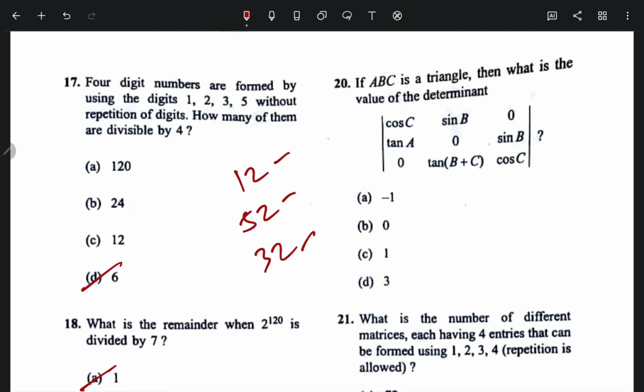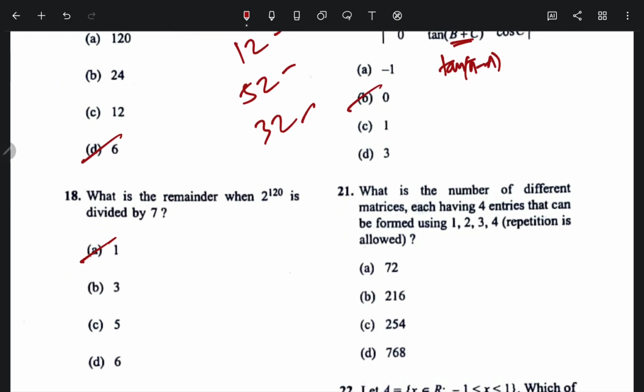ABC is a triangle, then what is the determinant? So we can take this to be tan(pi minus A). So after that you find the determinant. The determinant will be a very easy answer, it will be 0.